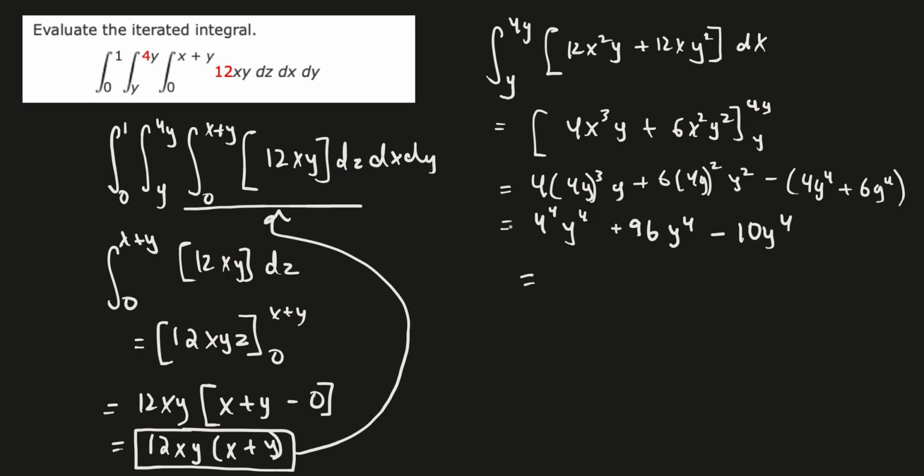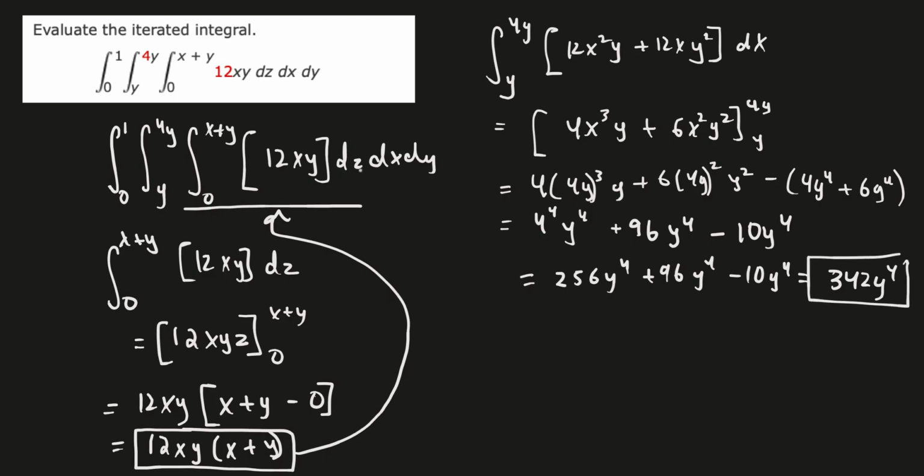So 4 to the 4th is giving you 256 y to the 4th plus 96 y to the 4th minus 10 y to the 4th. We can just add all the constants. So remember that the 10 is negative. We end up getting 342 y to the 4th.